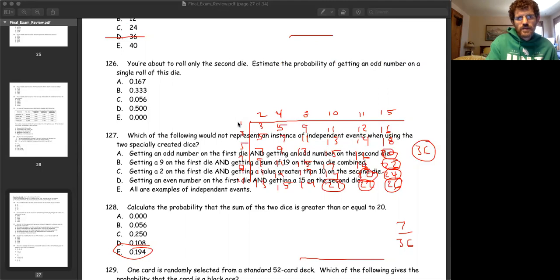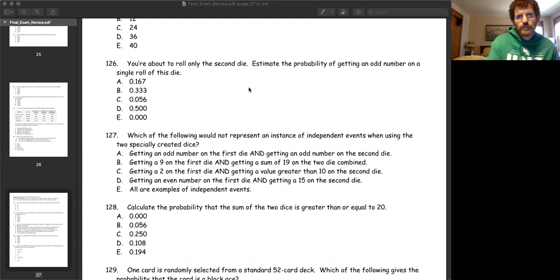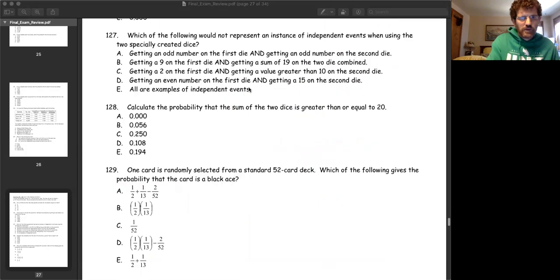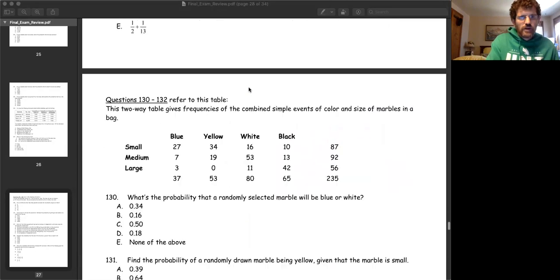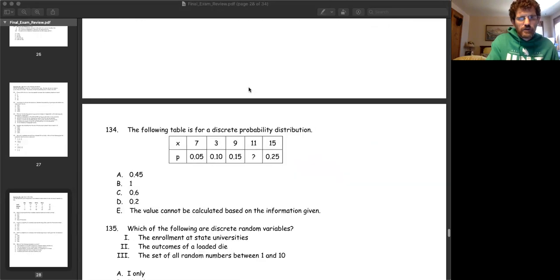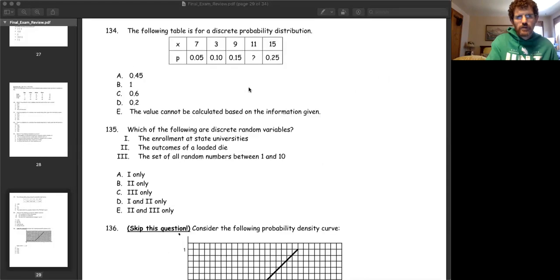But there's lots of stuff with independent events. These are independent, but are they independent? Are they mutually exclusive? In fact, we have a question coming up. It might be the next one about mutually. No, it's not. It'll come up later. Mutually exclusive. So 135. Which of these are discrete random variables?